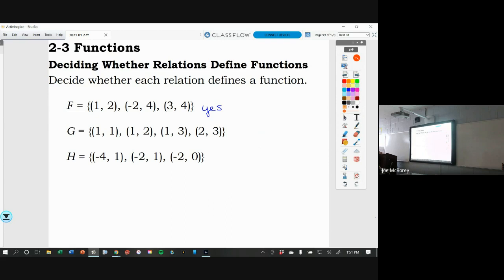Relation G. Is it a function? No, not a function. Why? The x values repeat. This x value of 1 maps to that one, this x value of 1 maps to 2, and this x value of 1 maps to 3. This is not a function.